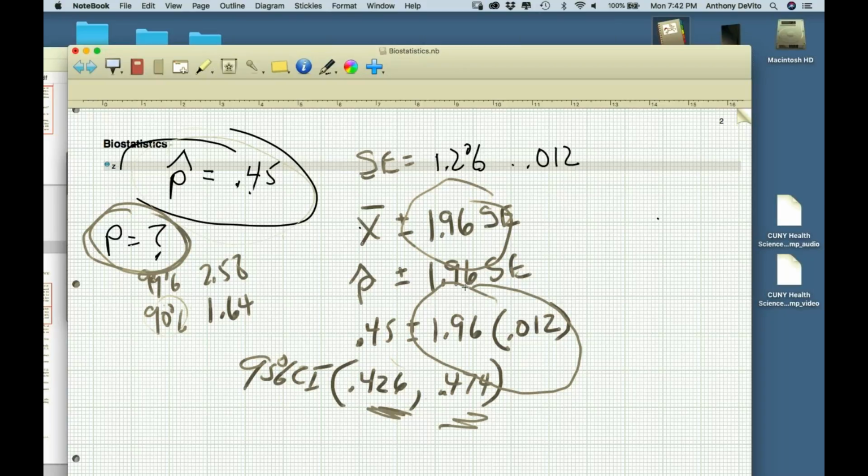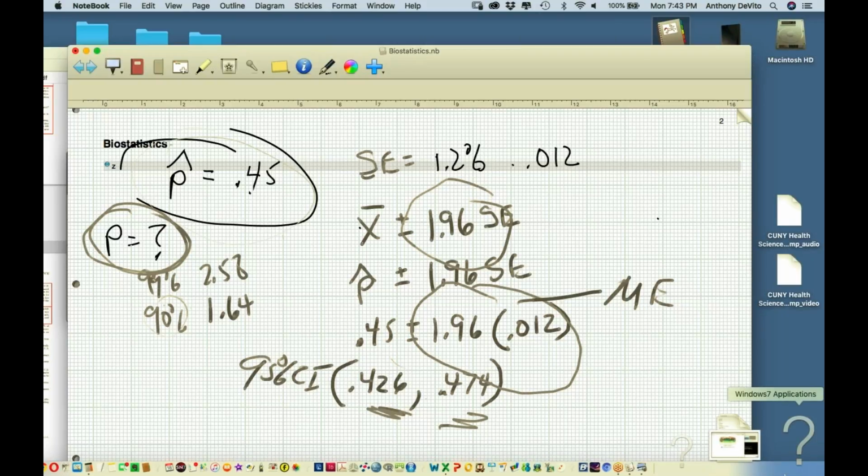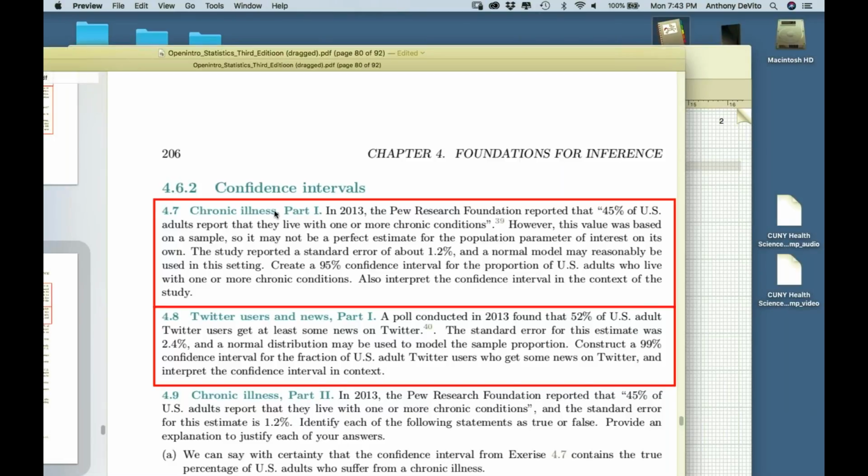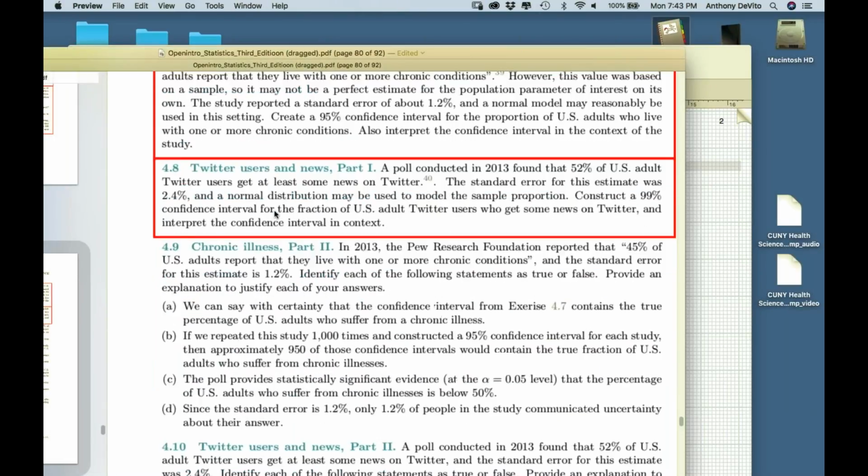What is 1.96 times the 0.012? What's that called? Anybody remember? It's got a common name, right? It's like, $100 plus or minus a couple of bucks. What is that called? That's the margin of error, right? This quantity that we're adding and subtracting has the common name of margin of error. Okay, good.